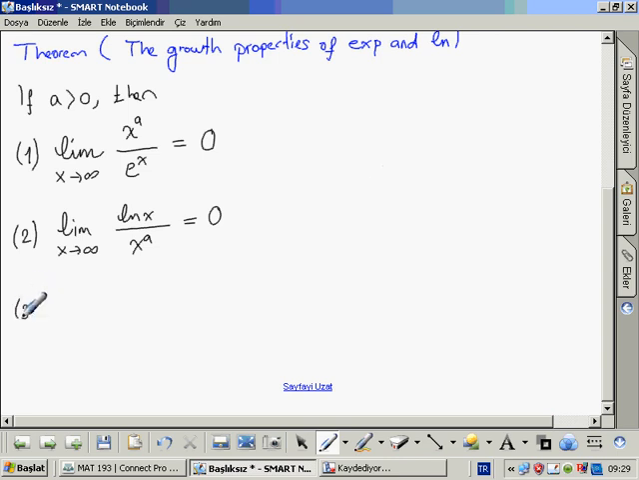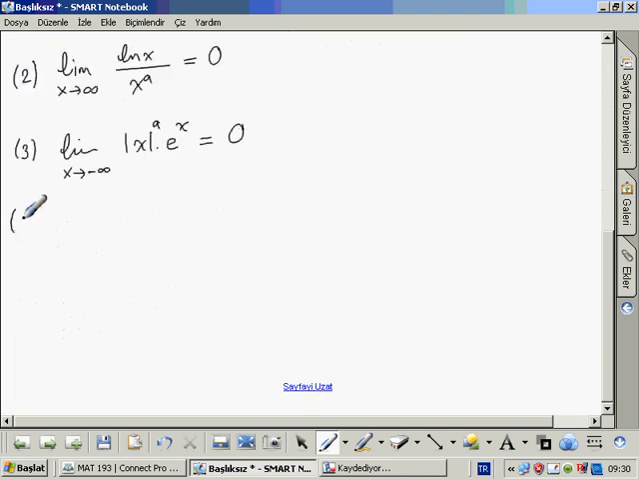And the third part, the limit as x goes to minus infinity of the absolute value of x to the power of a times e to the power of x equals 0, because the exponential function goes to zero faster than the absolute value of x to the power of a grows.